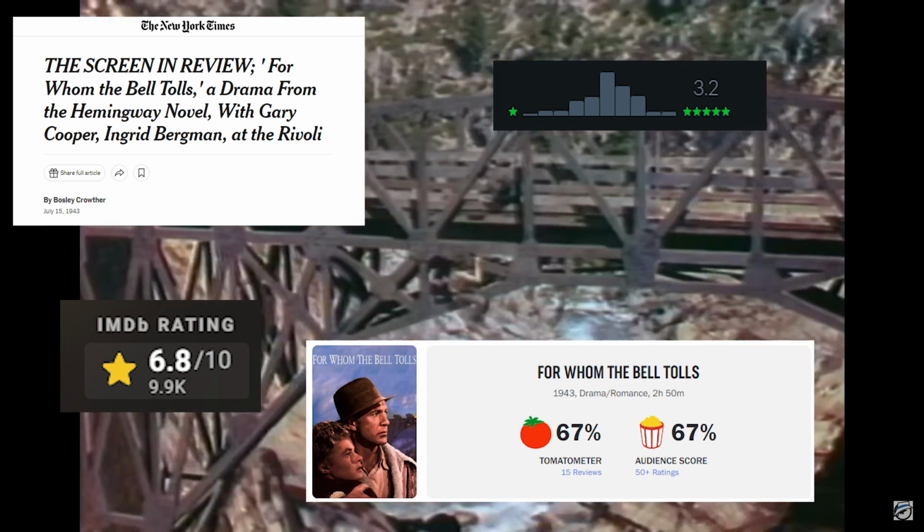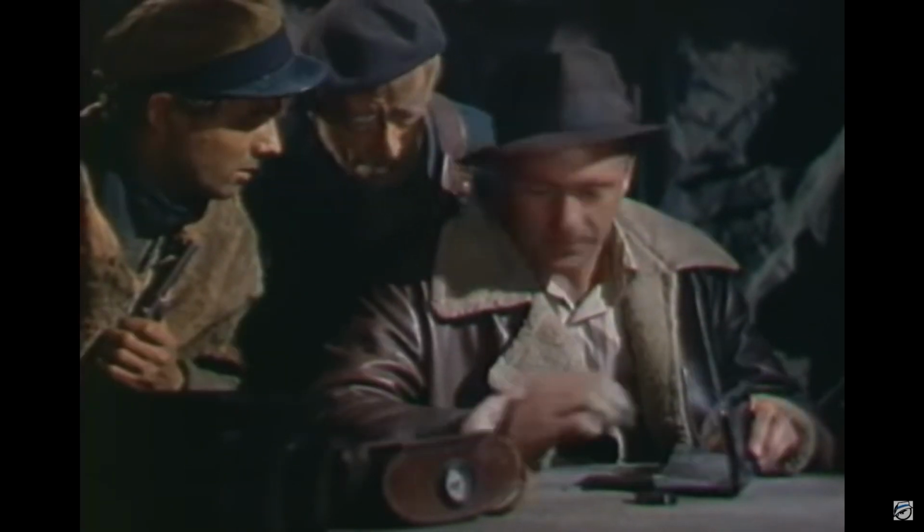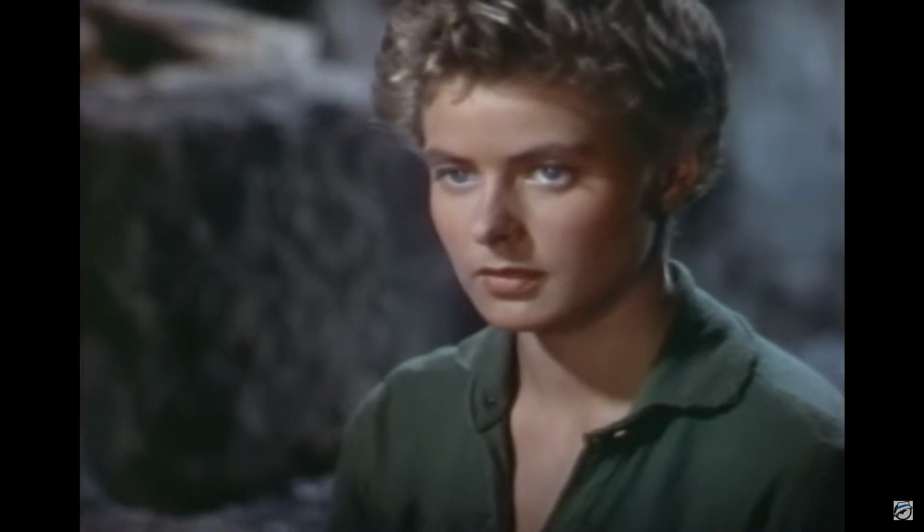The reviews of the movie are decent, but it seems like the complaint about the movie since the day it came out to today is that the movie is too long. The film is almost 3 hours long when you include the intermission, and there are definitely some slow parts, but I'll get into that later.